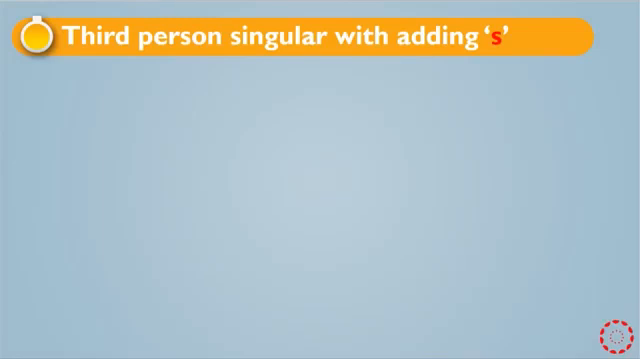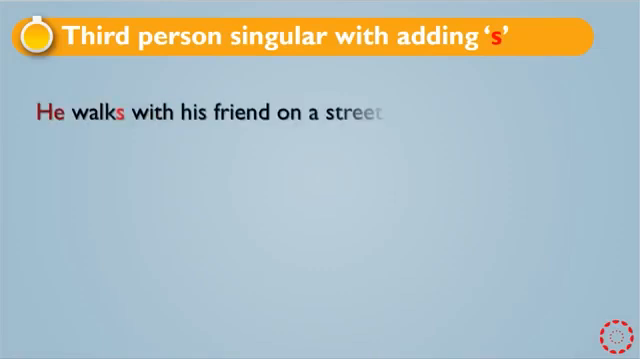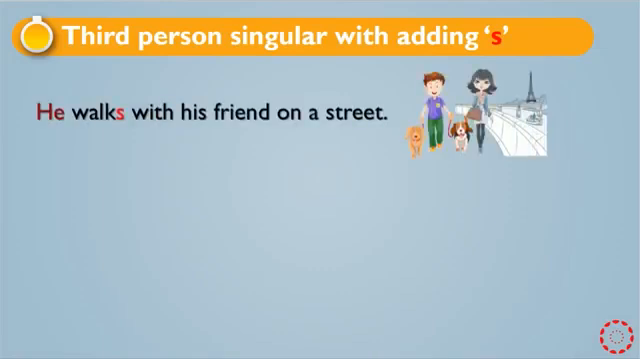Third person singular with adding s. I just mentioned that when the subject is singular, we have to add s to the end of the verb. For example, he walks with his friend on a street. He is singular, even if it is Sam or any name. Sam walks with his friend on a street. Because Sam is only one person and it's singular, we have to add s to the end of the verb.